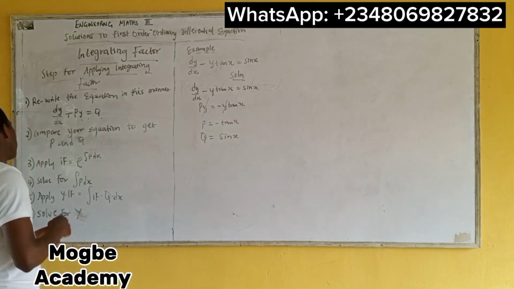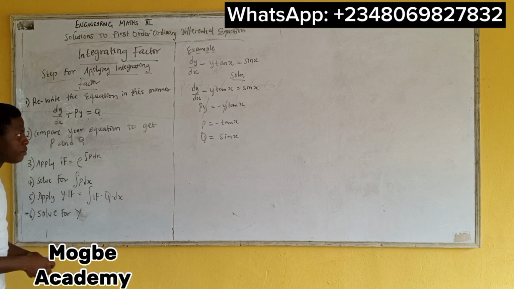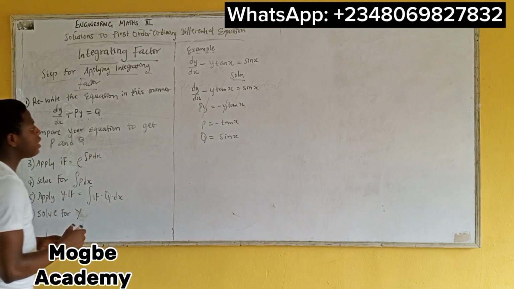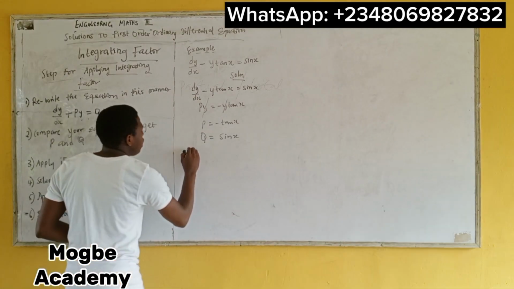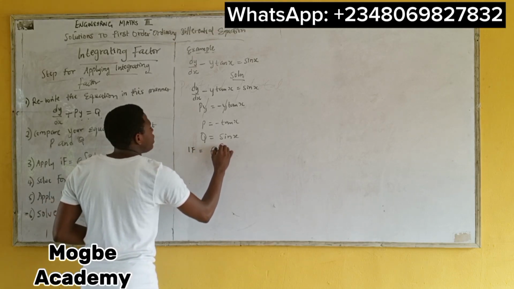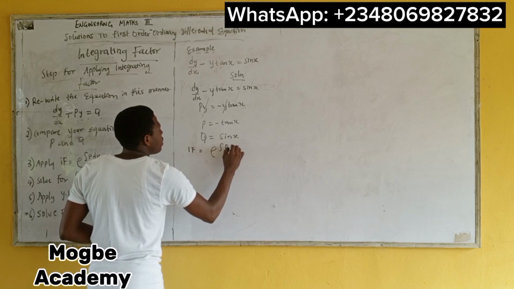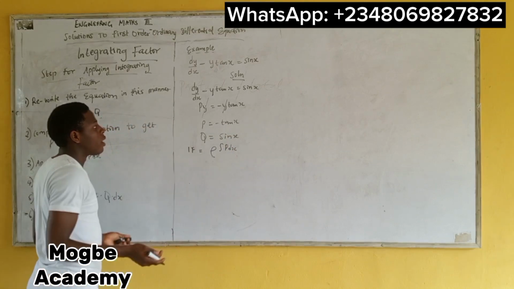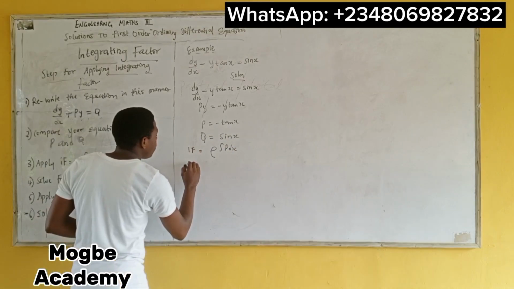So what is the next thing we are supposed to do? We are applying the IF statement. The IF statement says: IF is equal to exponential integral of p dx. But we've already gotten our p, so we substitute our p into the equation.